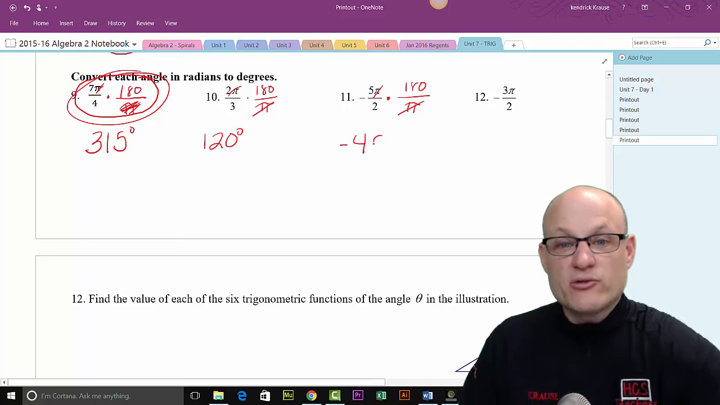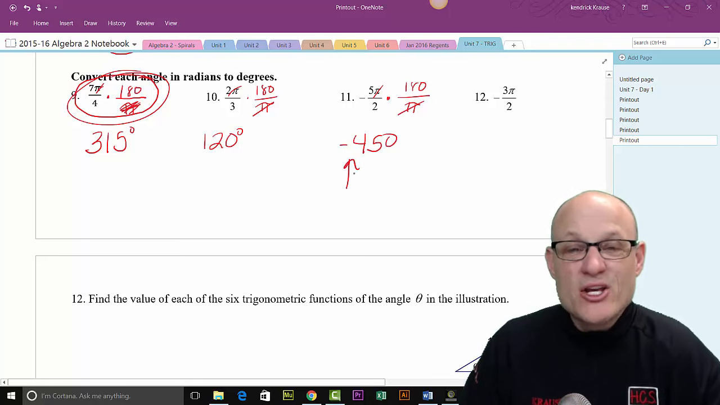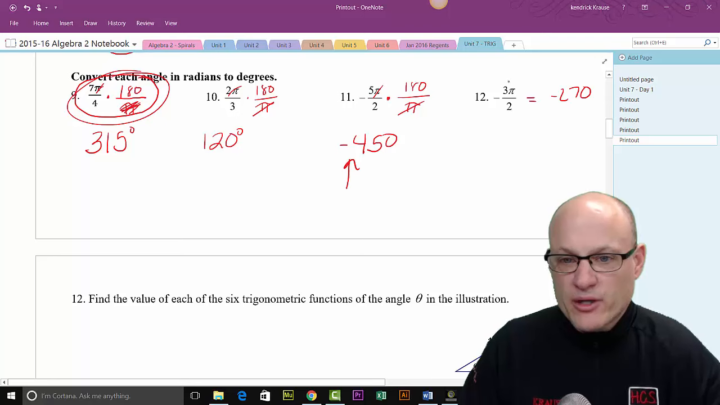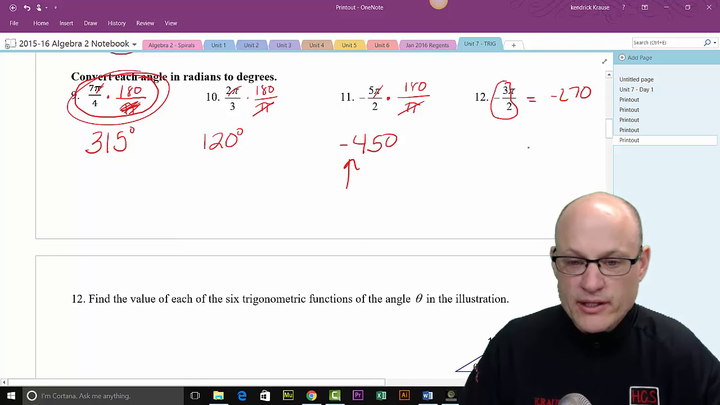And don't forget that negative makes a huge difference. If you don't have the negative, guess what? You're wrong. And this would just be negative 270. But you're multiplying by 180 over 2, and you put in negative 3/2 times 180.